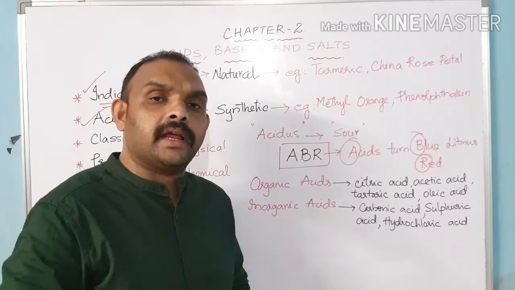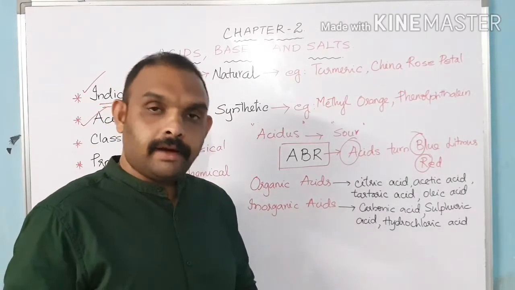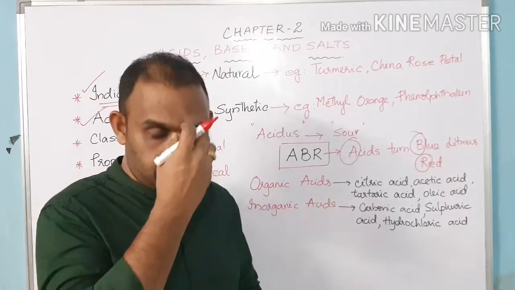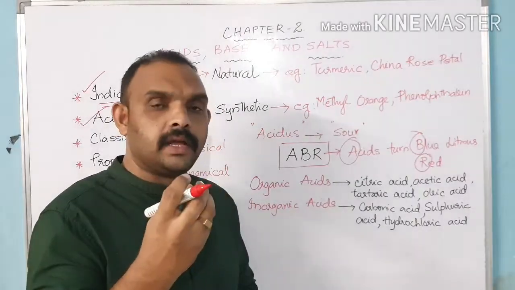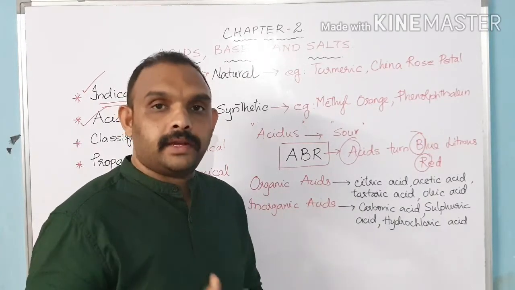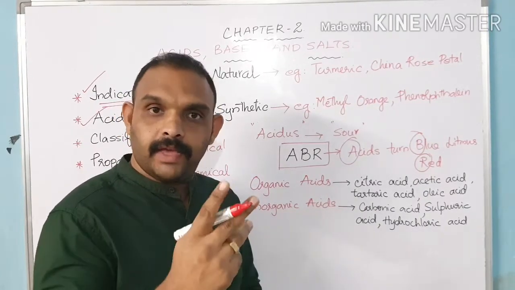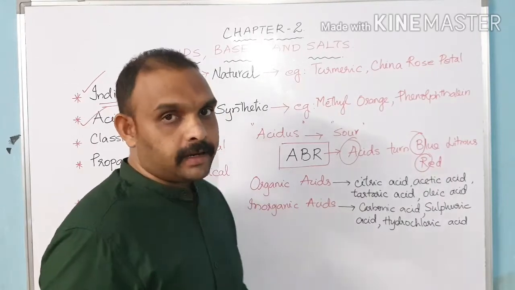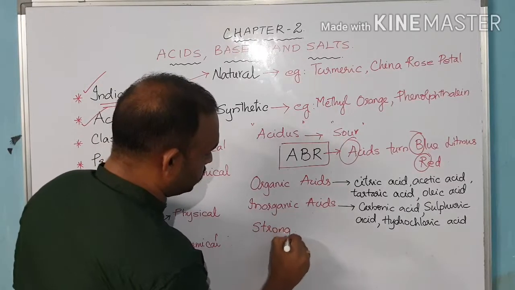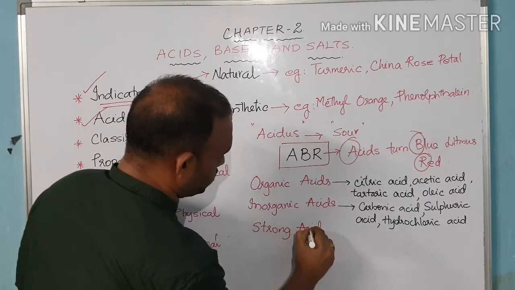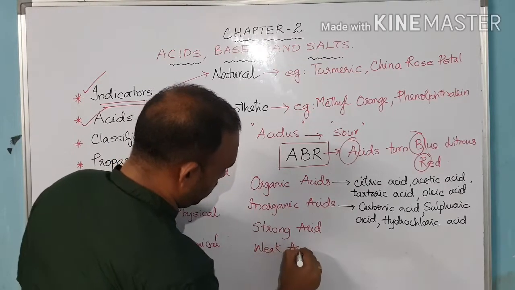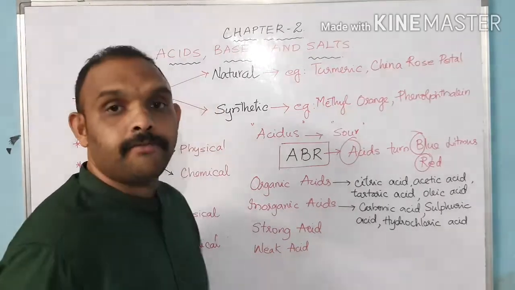Now, this is one classification only. We can have many classifications for acids. In our syllabus, one more classification is mentioned. Depending upon the dissociation power of an acid, we can have two kinds of acids. What are they? They are known as a strong acid and a weak acid.